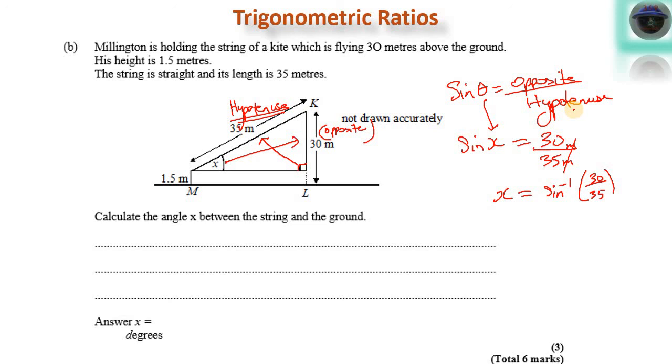Enter that in your calculator. You're going to press the shift button, or second function button. Then you press sine, which you should see sine inverse on your screen. And then with the open bracket, if you don't see one, put your open bracket, 30 divided by 35, close bracket, and then you should get an angle of x equal to 58.9972, etc. degrees.